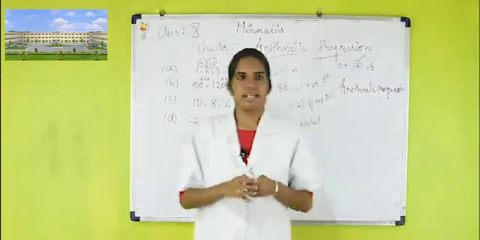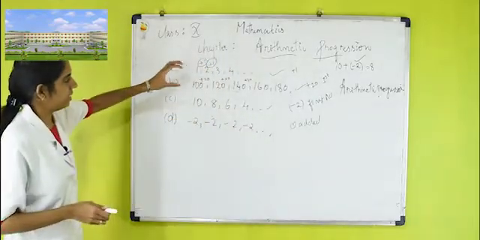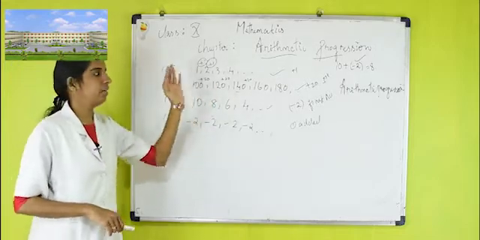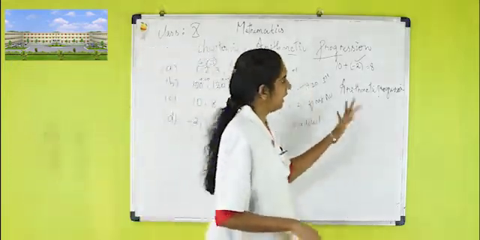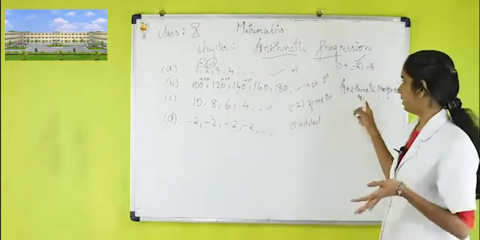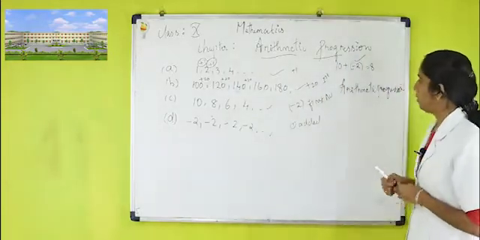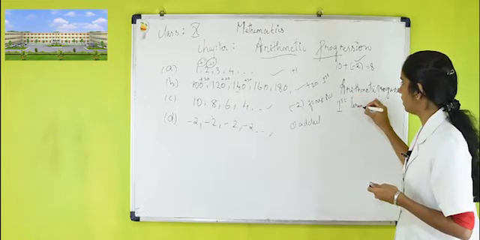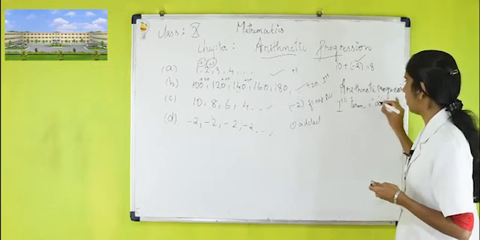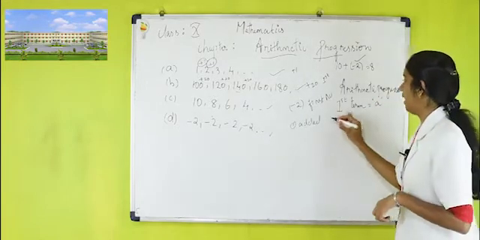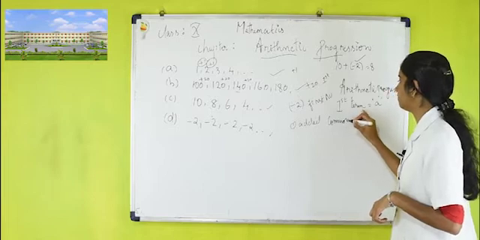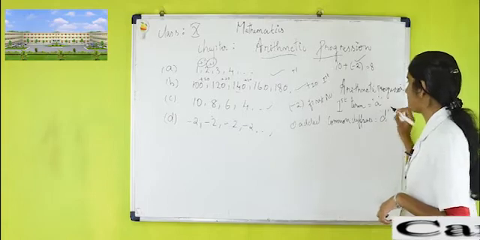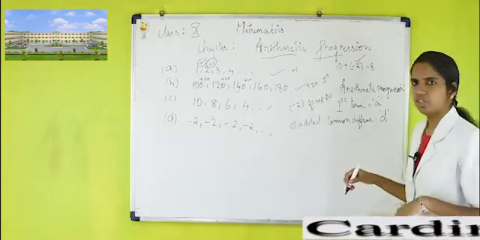In a series, if we add a fixed number to the first term, we get the second term, and proceeding like that, we get the series, then that series is generally known as the arithmetic progression. Okay. And we always represent the first term of the arithmetic progression by small a. And the common difference is always represented by the letter d.